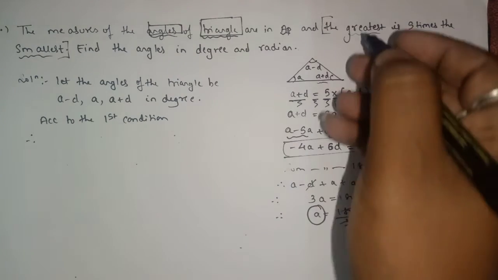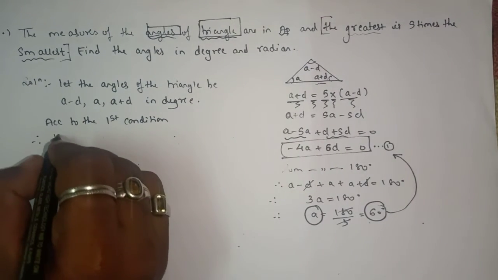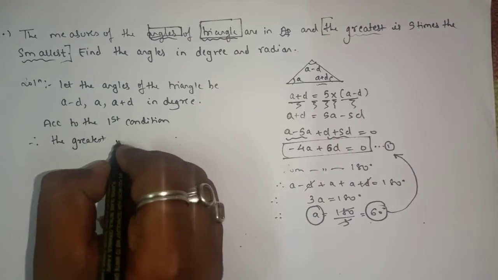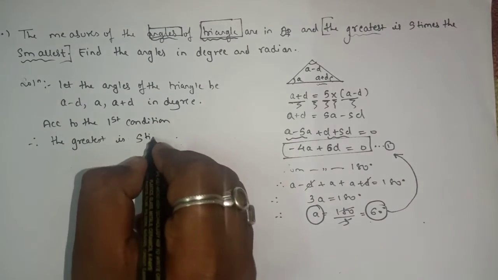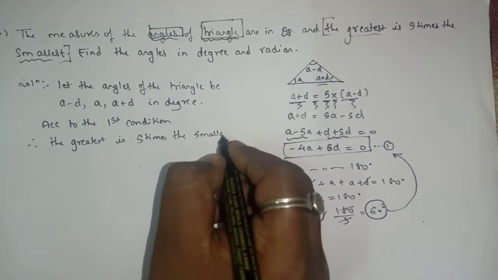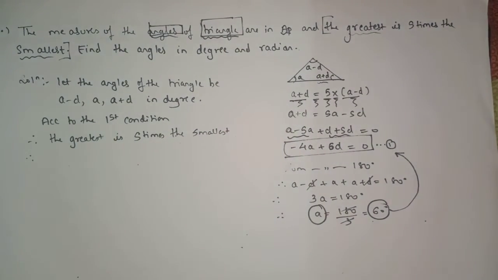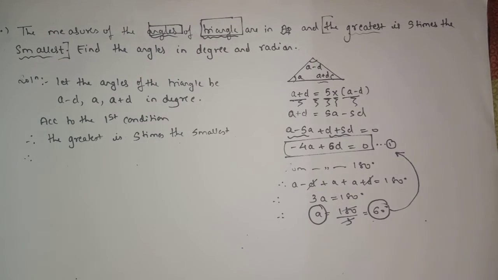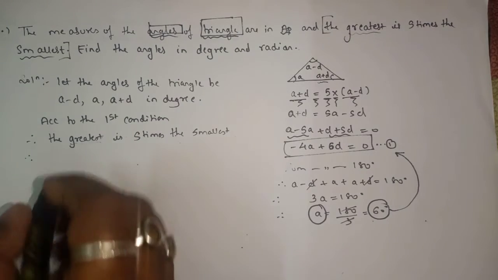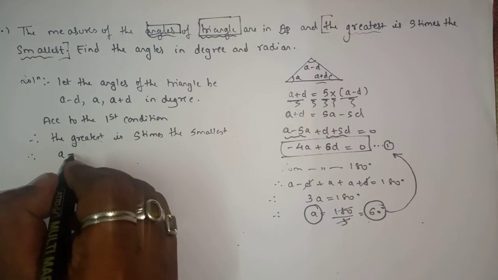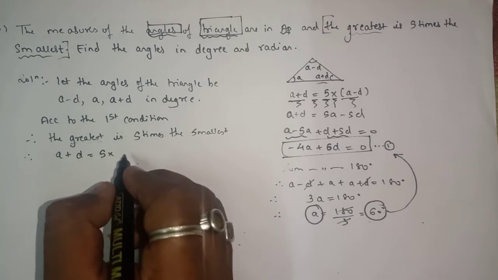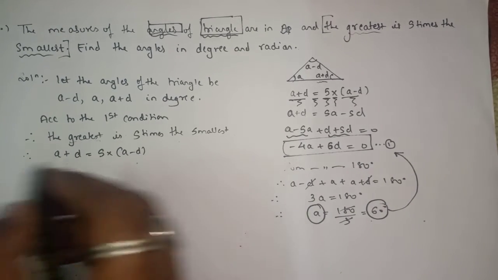Yes or no? So the greatest angle, the greatest is 5 times the smallest. So therefore, the greatest angle is what? A plus D is 5 times the smallest, that is A minus D.